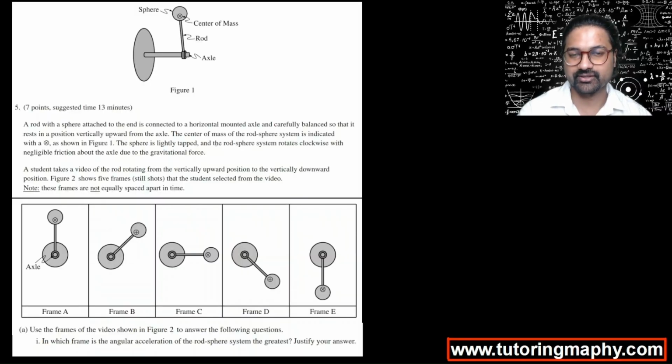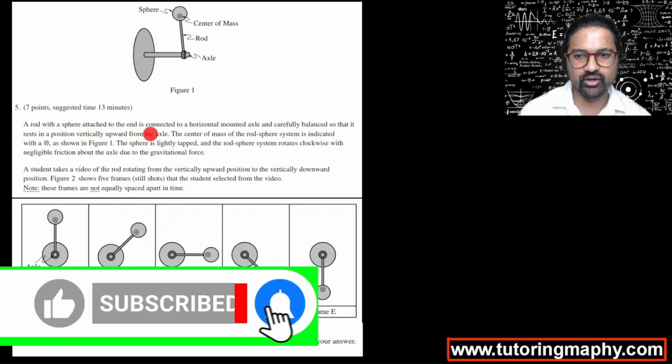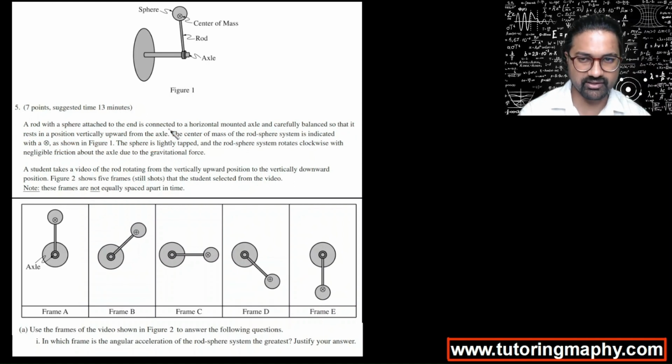This is the last question, FRQ 5 of AP Physics 1 2023. It says that a rod with a sphere attached to one end is mounted on a horizontally mounted axle and carefully balanced so that it rests in a position vertically upward on the axle. So here we have the axle, and there we have a rod. A sphere is mounted on the top of it, and it's carefully balanced so that it's just resting vertically like this. Now they are saying that the center of mass of the rod-sphere system is indicated with a cross. So this is the center of mass.